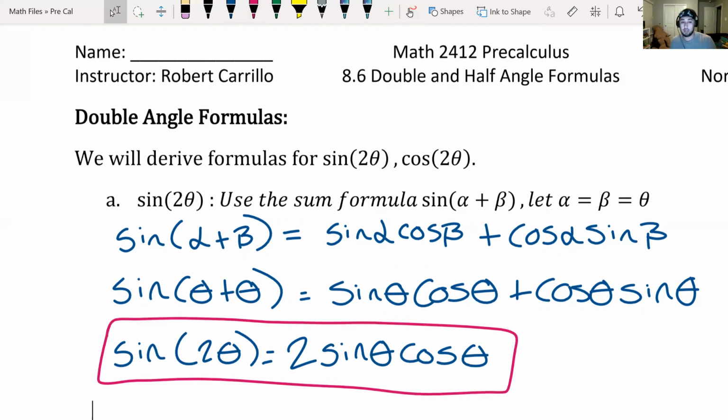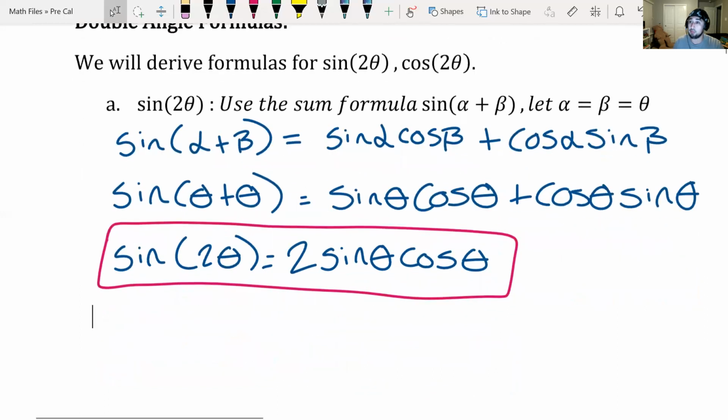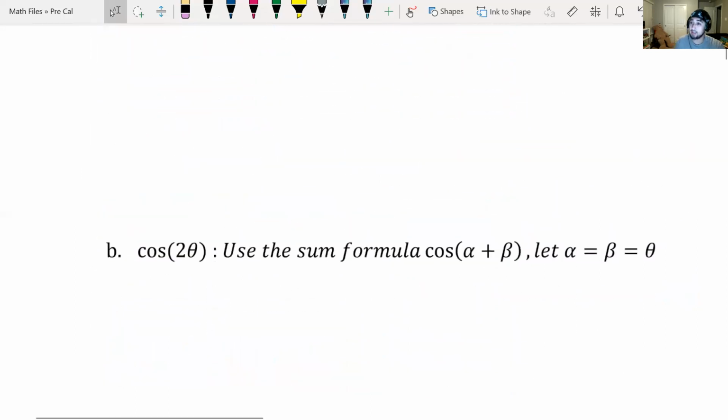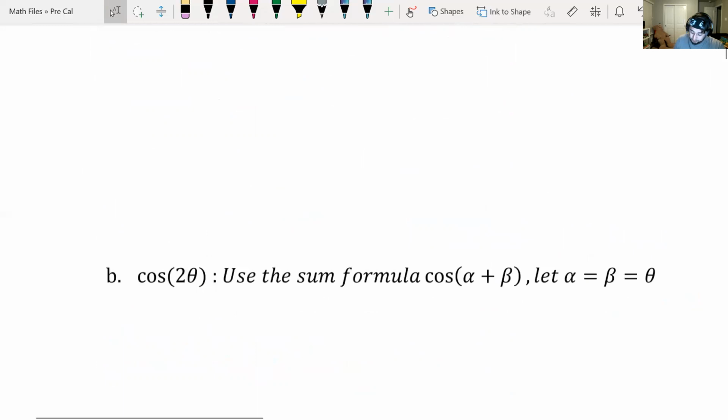We now have a formula for sine of 2 theta. This is a double angle formula for sine. Remember that. It'll haunt you in Cal 1, and it will definitely haunt you in Cal 2. Boom. You're already in pre-Cal. It's already haunting enough.